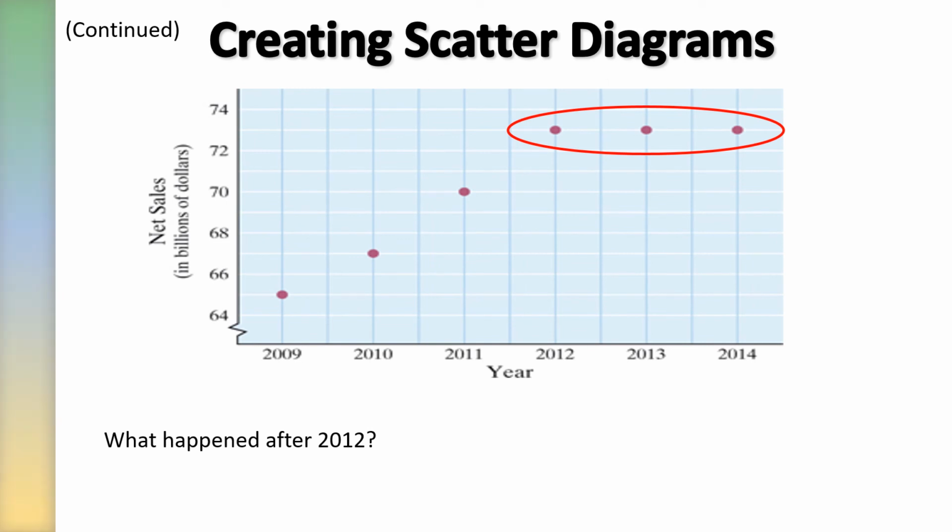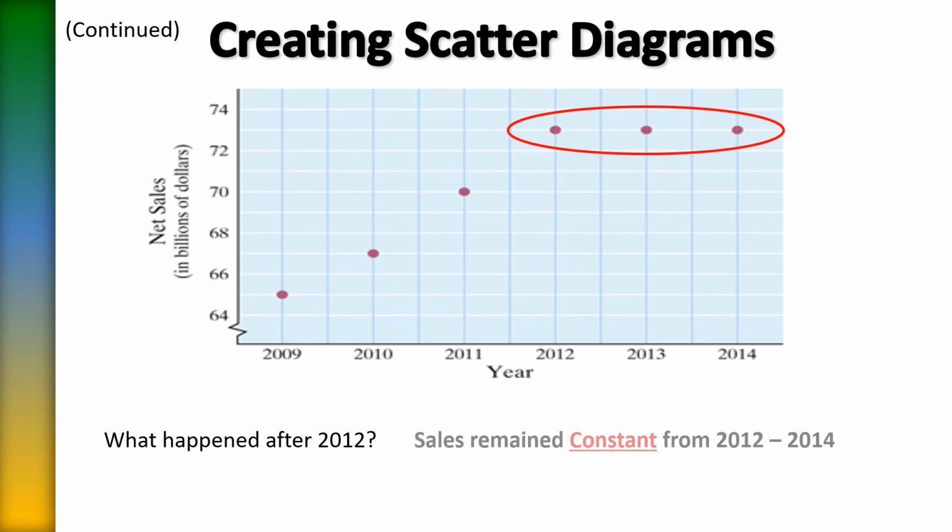So what happened after 2012? Well, after 2012, you notice here that the data points remain the same. And in math, we use a term as constant. So from 2012 to 2014, it remained constant. Your sales remain constant, and that's how you would represent that data.